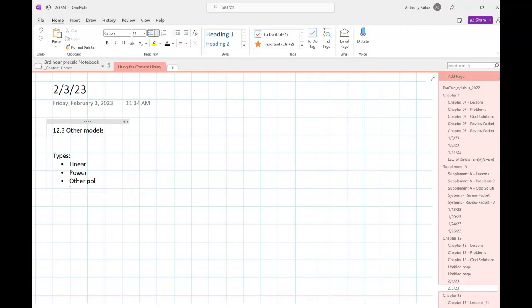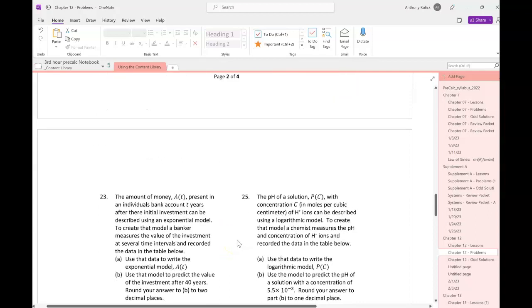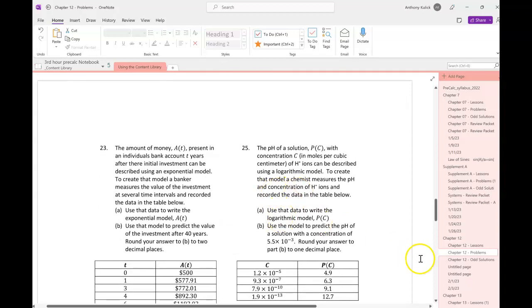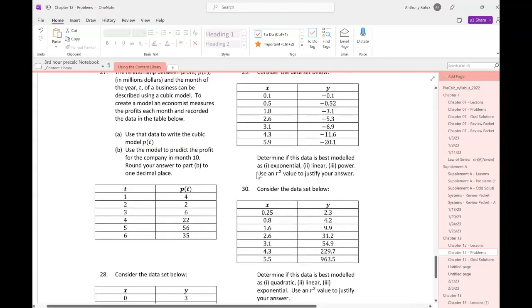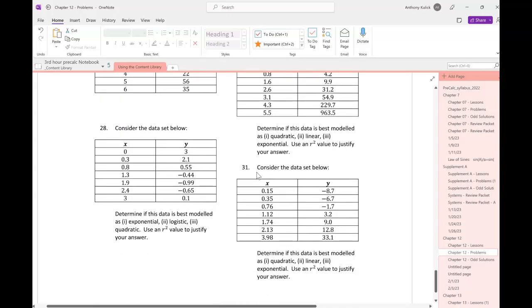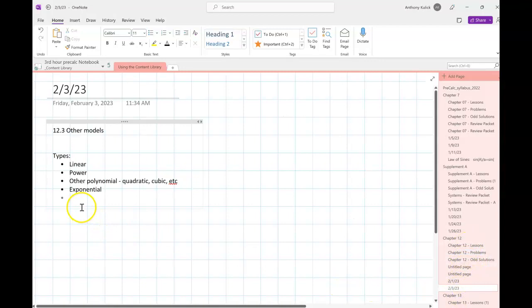Other polynomial models, for example, like quadratic, cubic, etc. Exponential. And I'm trying to remember in the homework, did we do anything else? It's been too long since I've looked at these. Oh, logarithmic, okay. Is there anything else? Cubic, exponential, linear, power, quadratic. Oh, logistic. Okay. So there's a third. Great. Okay. Logarithmic and logistic.